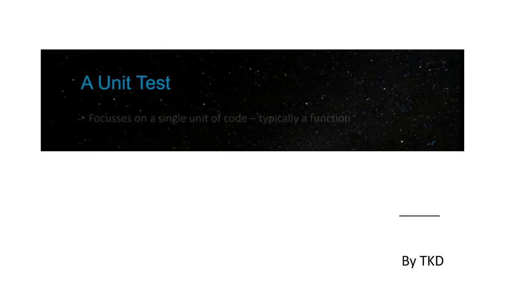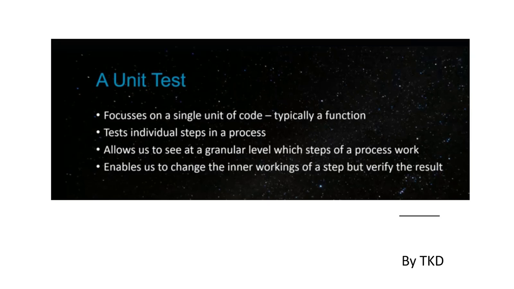A unit test typically focuses on a single unit of code, typically a function. These unit tests test the individual steps in a process, and it allows us to see at a granular level which steps of a process actually work. It also enables us to change the inner workings of a step but verify the result.